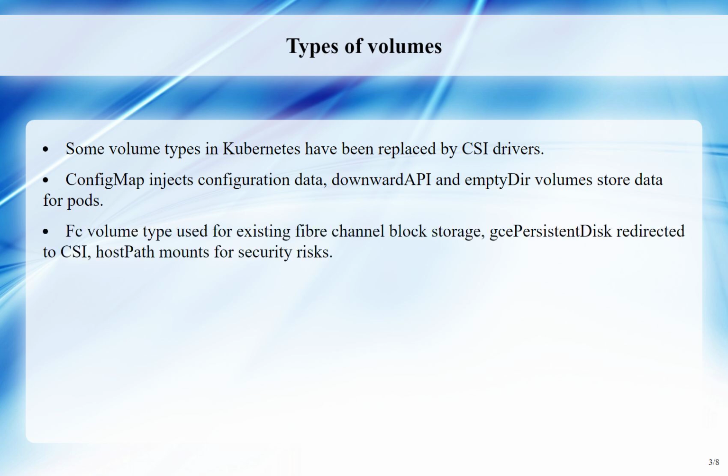The FC volume type allows existing Fibre Channel block storage volumes to be mounted in a pod, while the GCE persistent disk type has been redirected to the CSI driver. The hostPath volume mounts a file or directory from the host node's file system into a pod, but using hostPath presents security risks and should be avoided if possible.